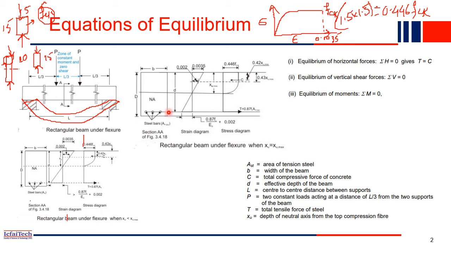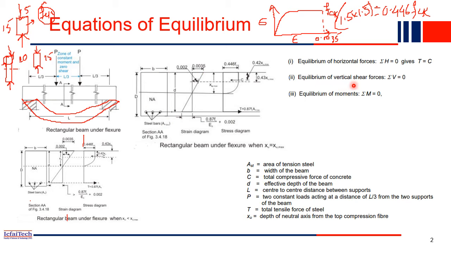We already know that we have three equilibrium equations for two-dimensional space. What are these equilibrium equations? The summation of all horizontal forces should be equal to 0, meaning all the forces acting in this plane should sum to 0. So how many horizontal forces are acting? Here the compression force acts in this direction, from right to left, whereas the tension force acts from left to right. So the summation of all horizontal forces equal to 0 gives nothing but T equal to C. C is acting here, T is acting in the opposite direction. So T and C should be equal if our section is in equilibrium.